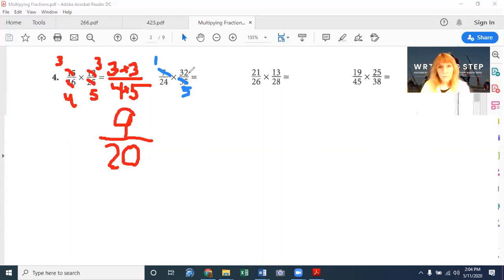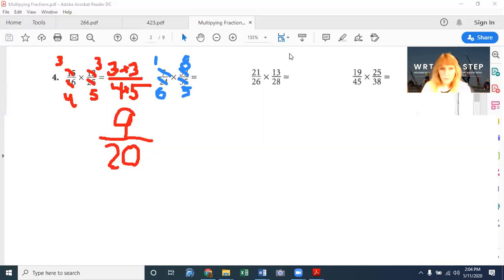What about 24 and 32? Well, I know that 4 times 8 is 32, and 4 times 6 is 24. So why don't I divide 4 into both? 32 divided by 4 is 8, and 24 divided by 4 is 6. Now notice something. I could have taken a bigger number, couldn't I? I could have taken 8. So I didn't notice that at first.